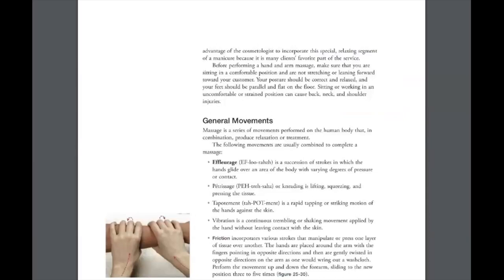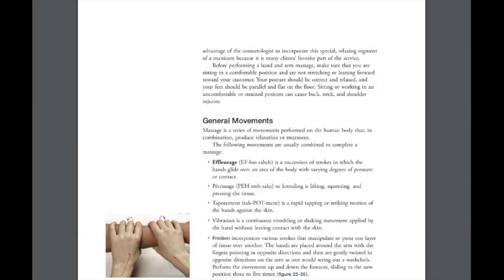General movements: you have effleurage, which is your gliding. You have petrissage, or kneading, which is lifting and squeezing. You have tapotement, which is a rapid tapping or striking motion of the hands against the skin. You have vibration, which is a continuous trembling or shaking movement applied by the hand without leaving contact with the skin. And you have friction, which incorporates various strokes that manipulate or press one layer of tissue over another.